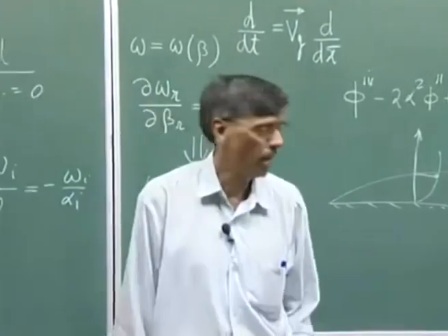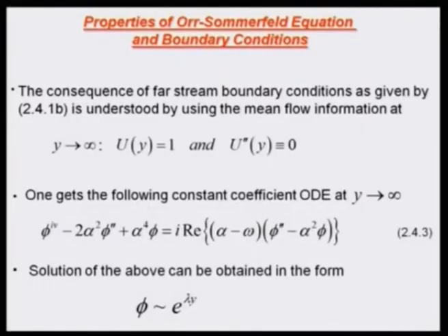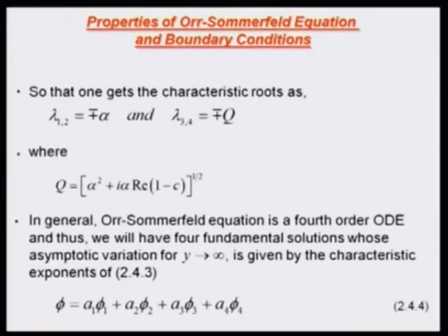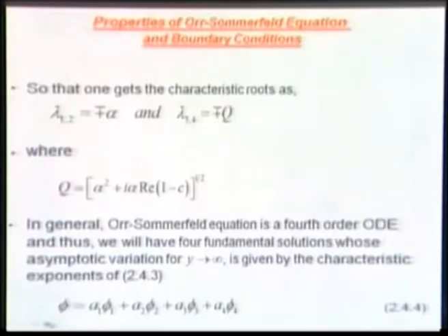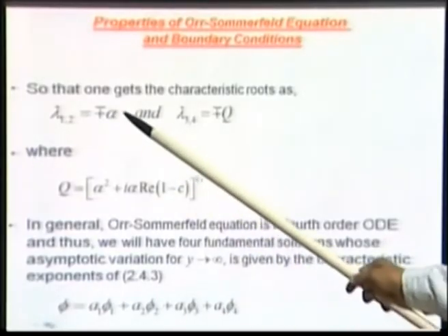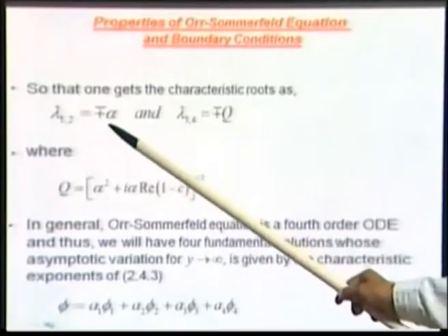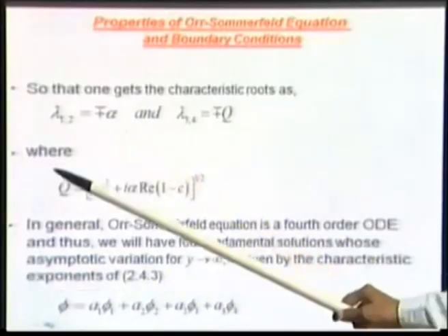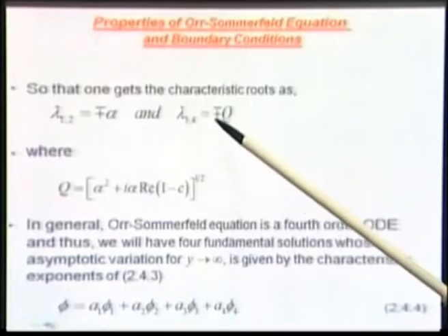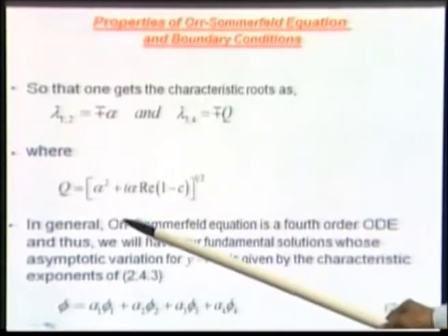You do that, and you get a quartic that has 4 characteristic roots. What you find is that the equation we just saw yields a pair of roots: 1 and 2 correspond to minus alpha and plus alpha, and 3 and 4 correspond to minus q and plus q. What is q? q is this part.